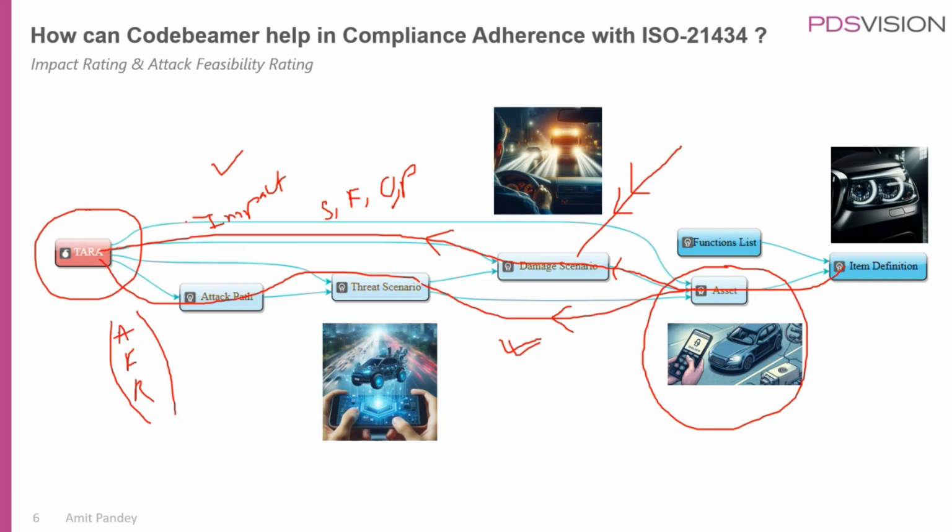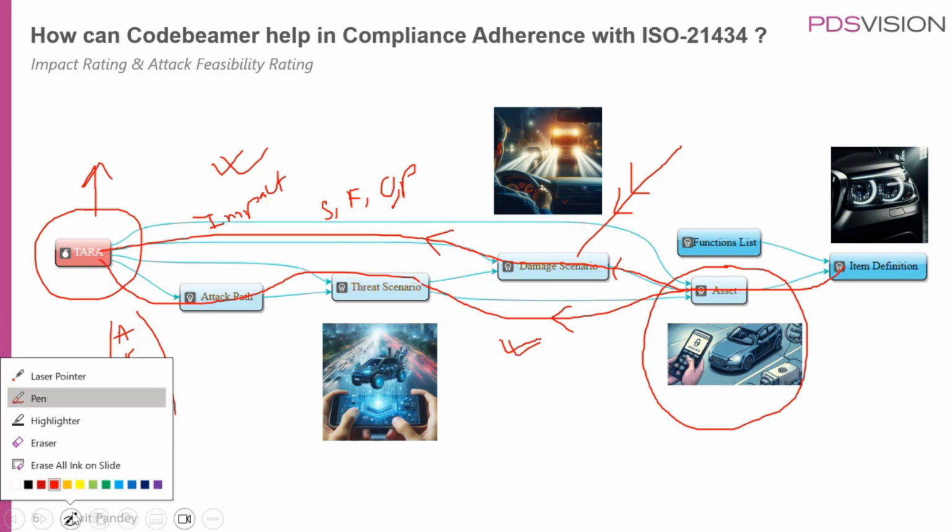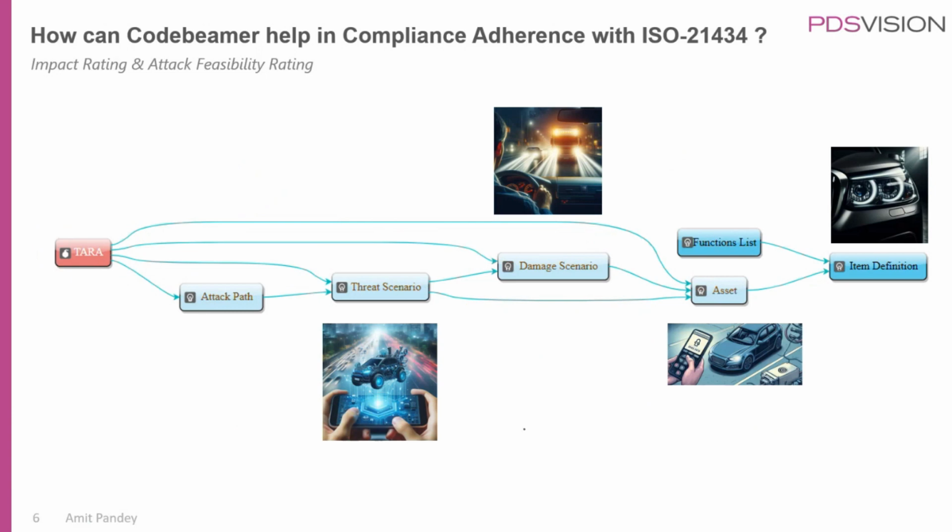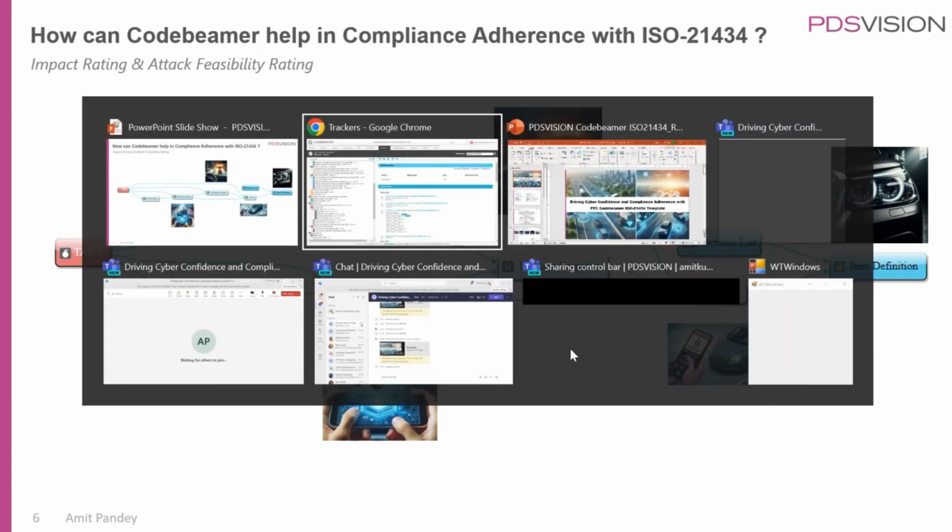When you analyze these two together in the risk assessment, you determine what the risk is, and then you define the decision you want to make for that risk. Do you want to accept that risk, or transfer that risk, or avoid that risk, or what is the decision you want to make around the risk? So this is the overall concept behind this, and this is how it is also modeled in Codebeamer.